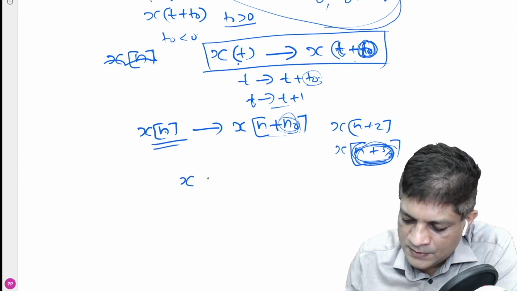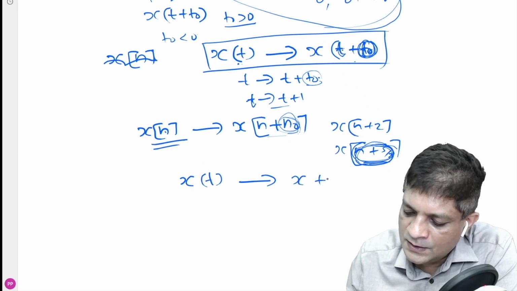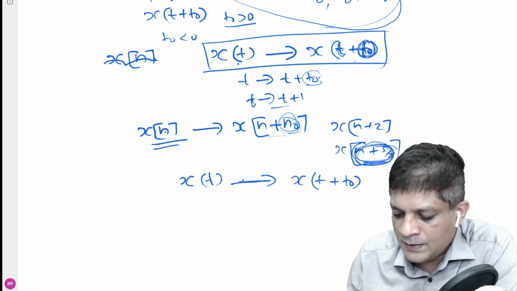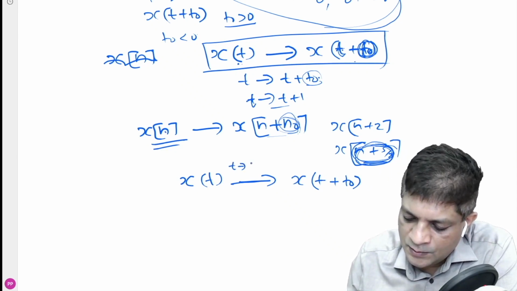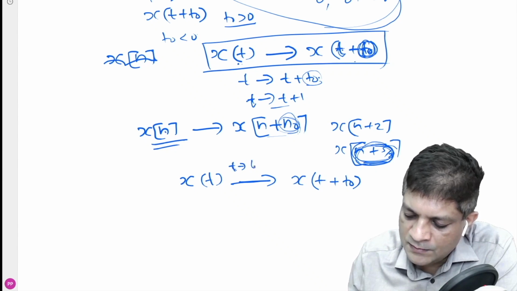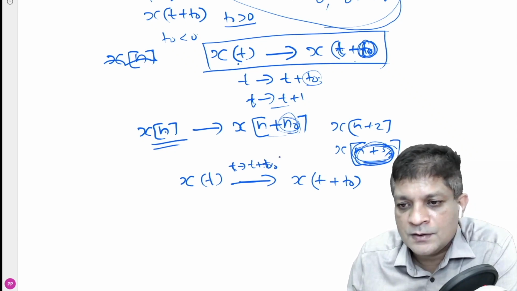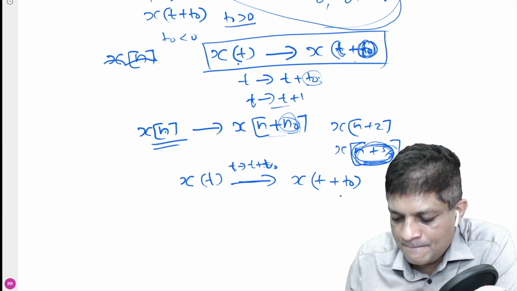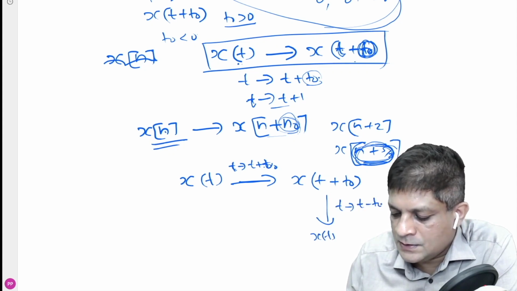If we are starting with x(t) and getting x(t plus t naught), what we are doing is shifting the signal by t naught. We can write that operation as replacing t with t plus t naught. Now what is the inverse of this operation? How to get x(t) back? You have to replace t with t minus t naught.